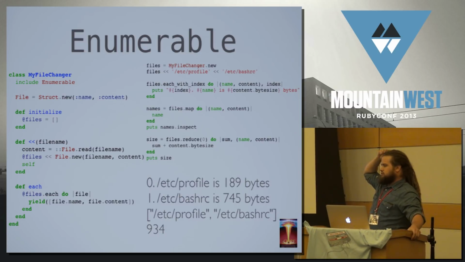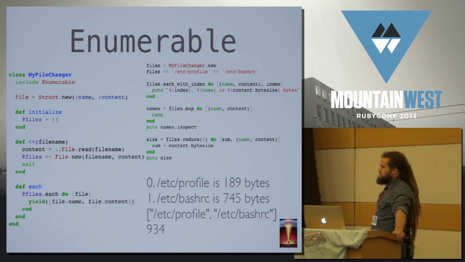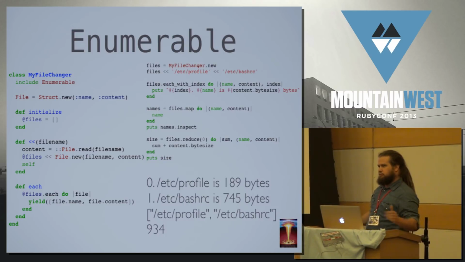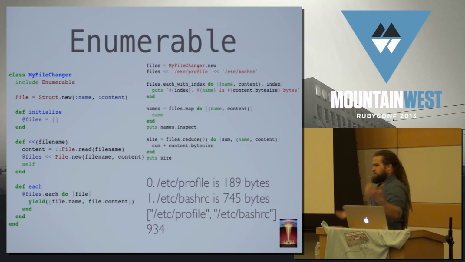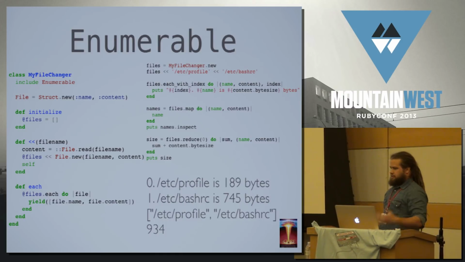I just reviewed a pull request in our code base at Yardstick where a guy included Enumerable because he needed each_with_index. And we get all this stuff for free. And well, yeah, you could implement each_with_index, but screw it, Enumerable gives it to you for free.